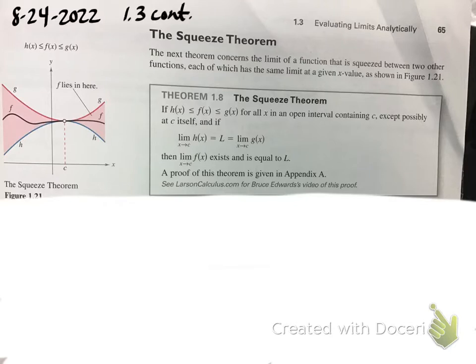Elizabeth. No, I'm kidding. So I didn't get to the squeeze theorem, and it's also called the sandwich theorem.